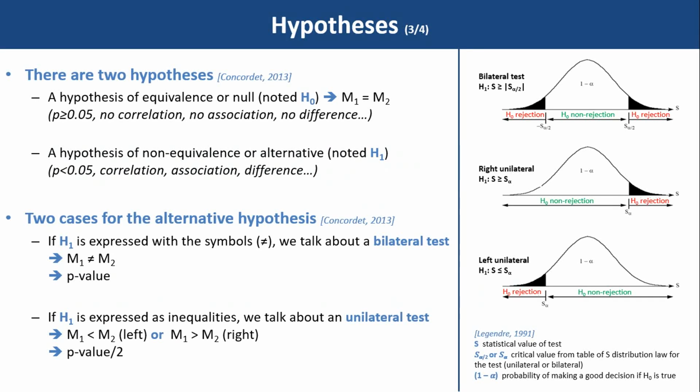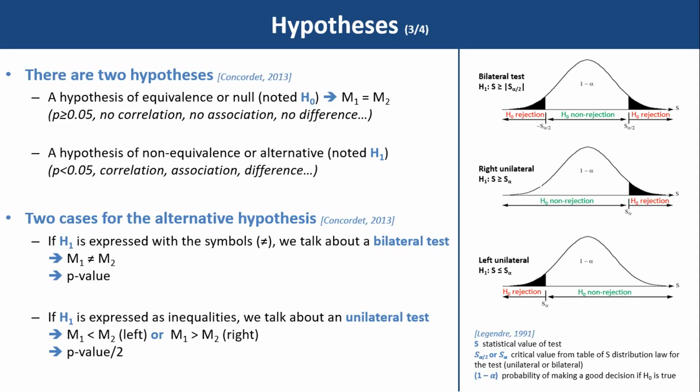In statistics, we have two types of hypotheses: a hypothesis of equivalence or null, noted H0, which varies according to the study objectives. If the p-value is greater or equal to 0.05, we will accept H0 and say there is no significant result. For example, no correlation, no association, no difference, etc. In case we are comparing two means, H0 will be expressed as M1 equal to M2.